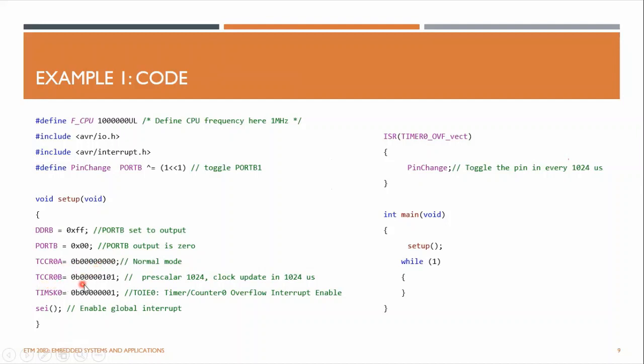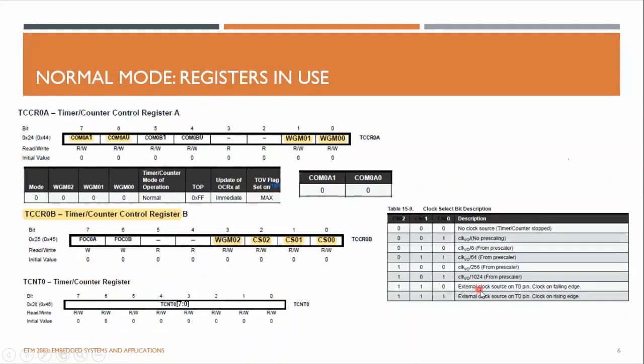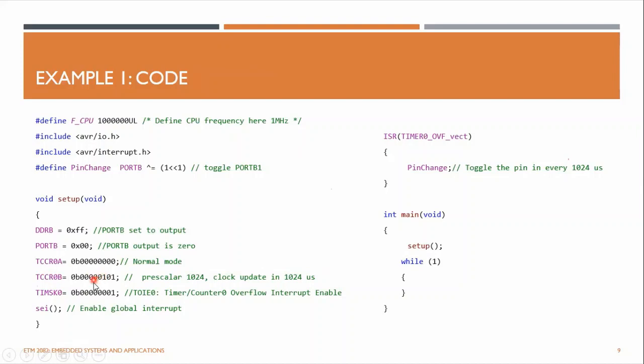And TCCR0B. I'm using the pre-scale of 1024 and the normal mode, right? So if I want to use a pre-scale of 1024, it should be 101 in TCCR0B. So it is 101 here. This should be 1, this should be 0, and this should be 1. See, for the 1024 pre-scaler it should be 101 in TCCR0B. This is that, right?